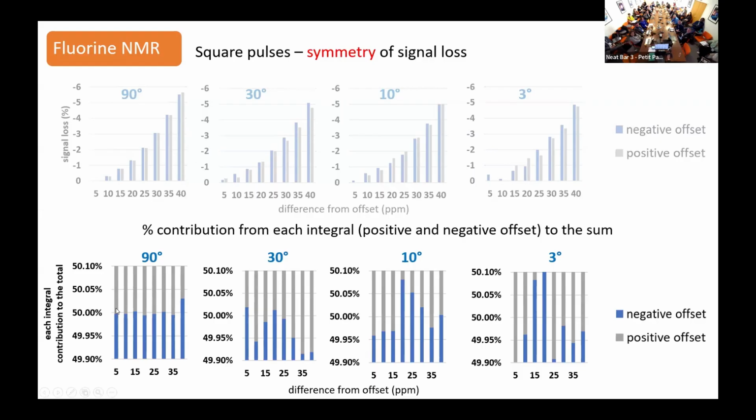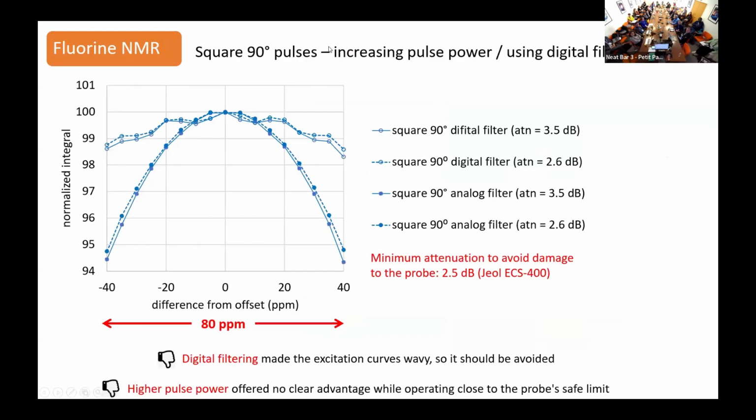So for the 90 degrees pulses, we had this in most of the experiments. And for the smaller pulse angles, the results were worse. So the best condition here was with the 90 degrees pulse. Decreasing the pulse length didn't improve the result. Then we tried two other things. One was an increase in the pulse power, respecting the safe limit of the probe.